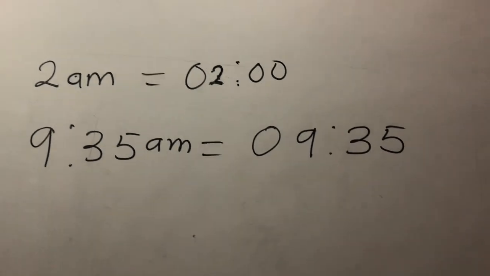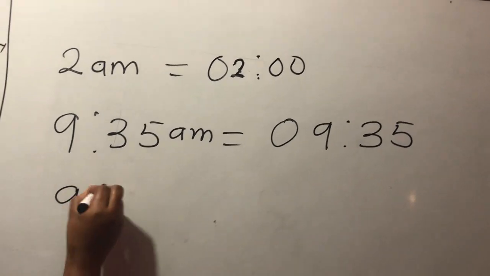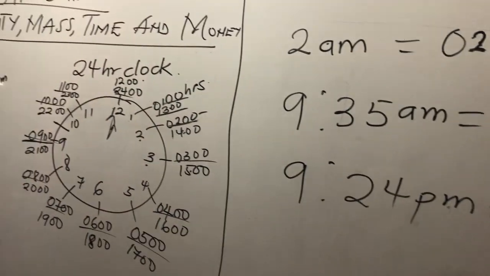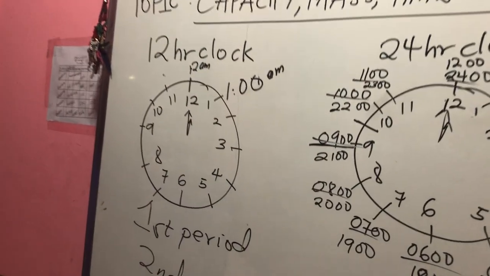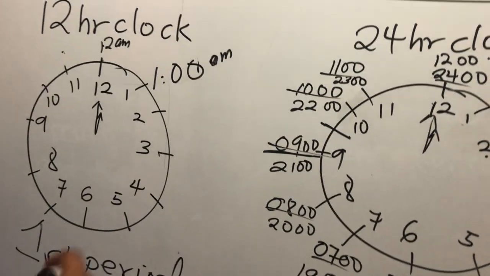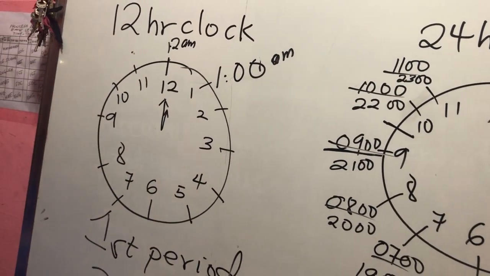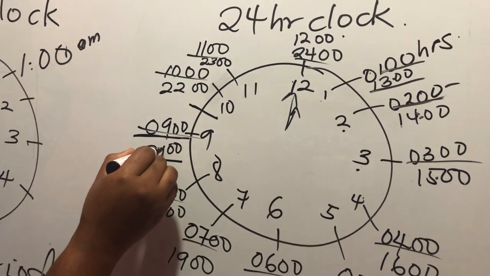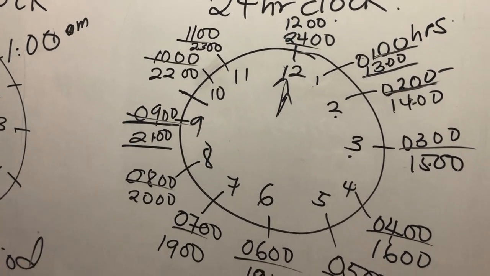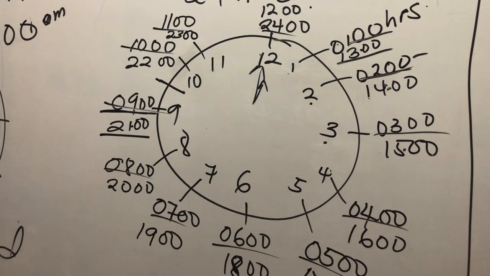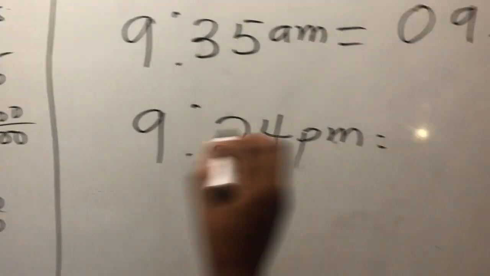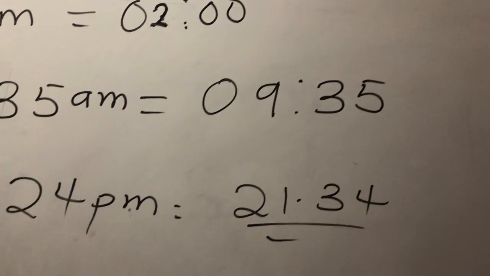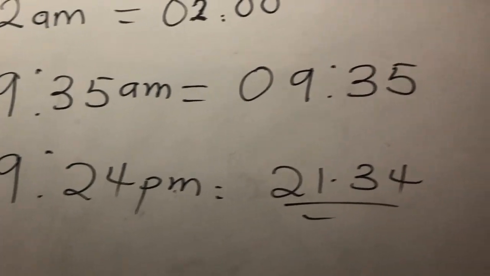So that is your answer. Let's pick the last one, 9:24 p.m. Now remember that I told you the moment it hits the afternoon, we are in the 13th, the 14th, the 15th. For 9:24 p.m., we are talking about what? 2100. And they've added 24 minutes. So your answer is going to be 2124. This is your answer.